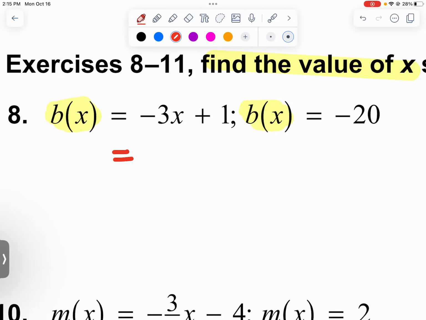So you subtract 1 from 20. Okay, so before we do that, B of X is what? No. Negative 20 is B of X. So negative 20 equals negative 3X plus 1. That's what we're gonna do.